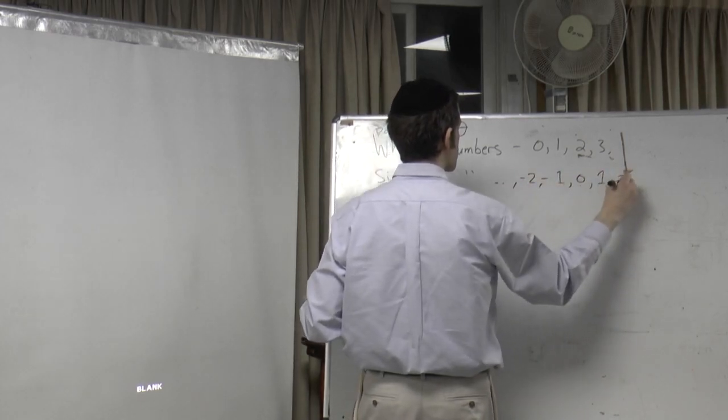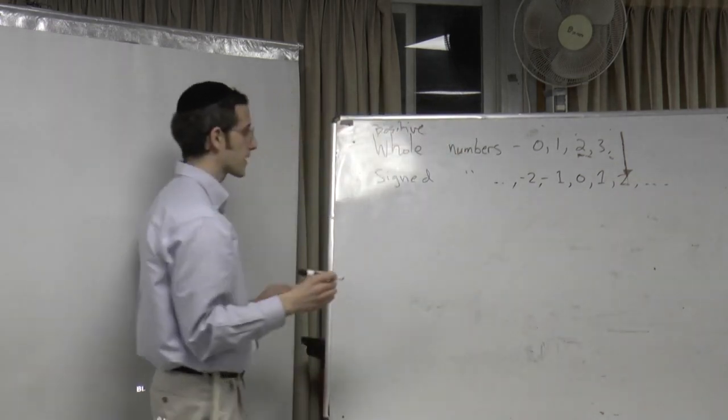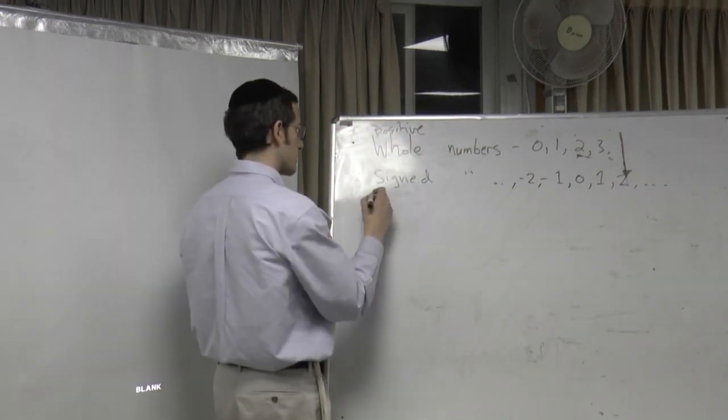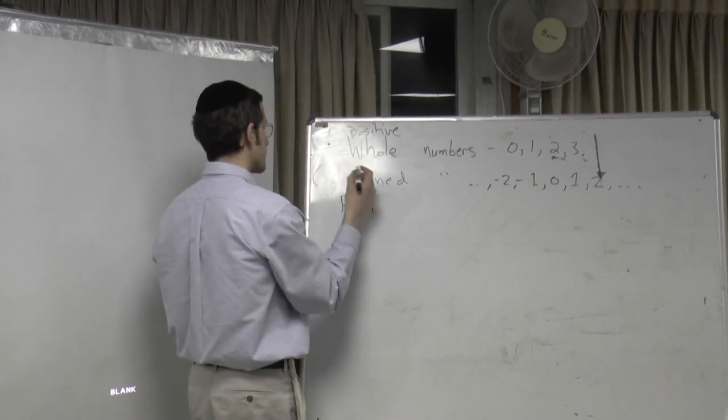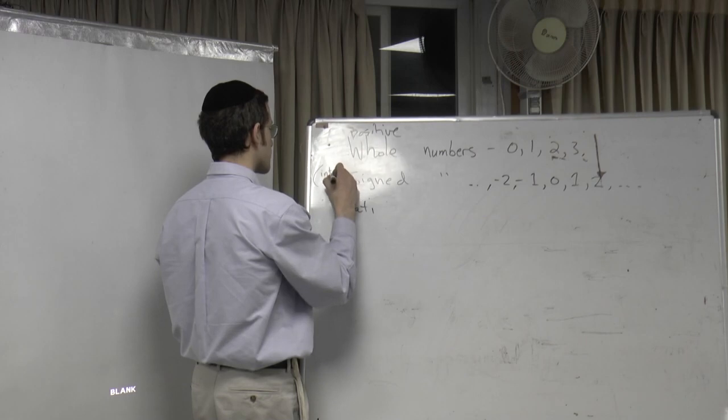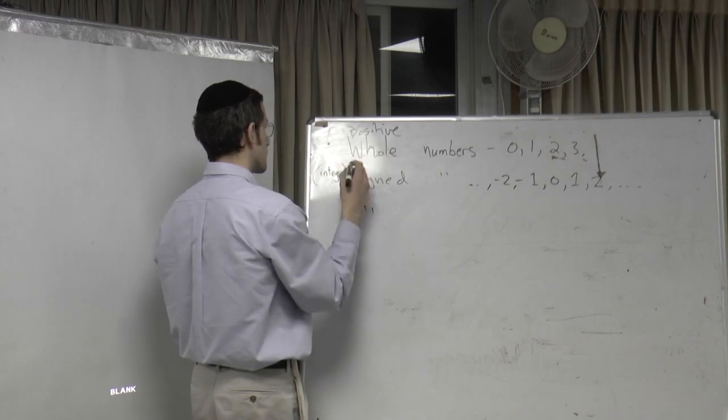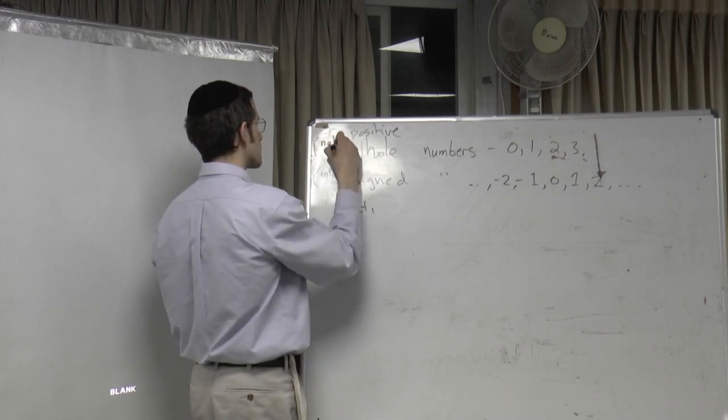0, 1, 2. Okay? And then there's what we'll call rational numbers. I would say integers, that would be the technical term in mathematics. These would be natural numbers.